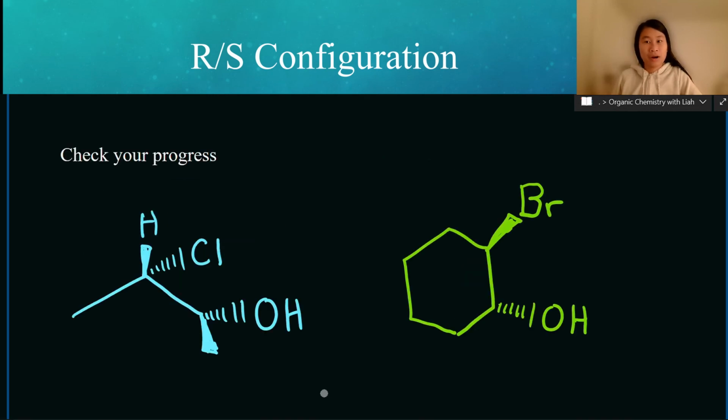Now let's check your progress on this topic. For these two molecules, identify the chiral centers and find the R/S configuration for each. Remember, chiral centers are carbons to which 4 different groups are attached.